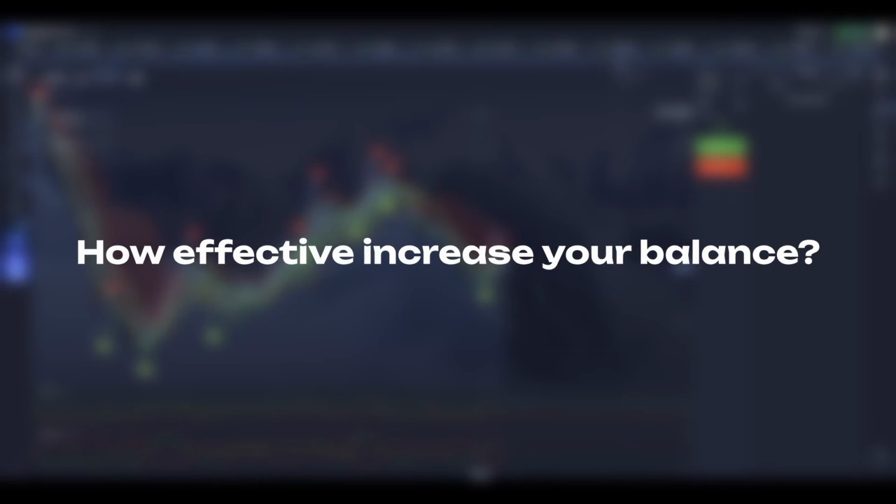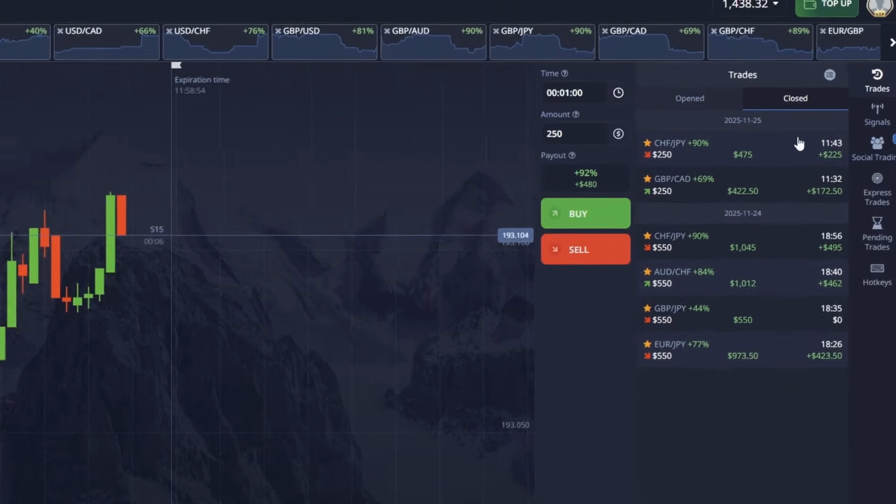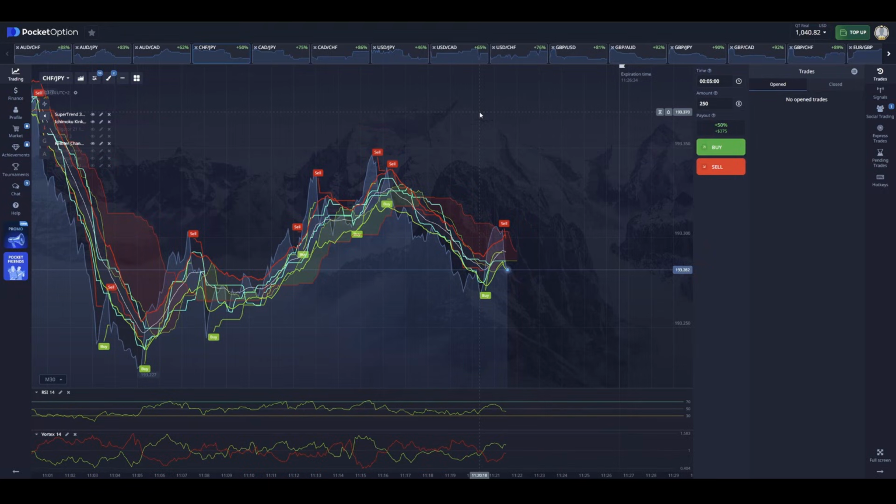How can you effectively increase your balance? How do you set up the platform? How do you add indicators? And what actually works? In this video, we'll break down how to really grow your balance using a very simple method that any beginner trader can follow. So watch closely. At the end, I'll share the most useful information for beginners. Alright, let's jump right into the video.